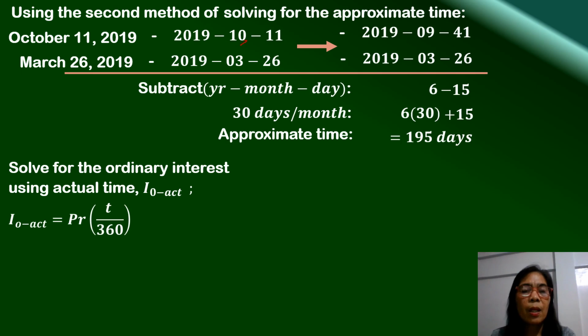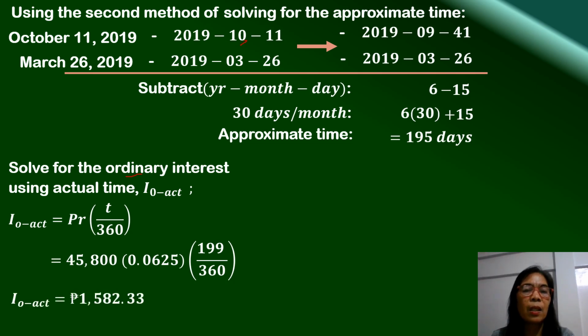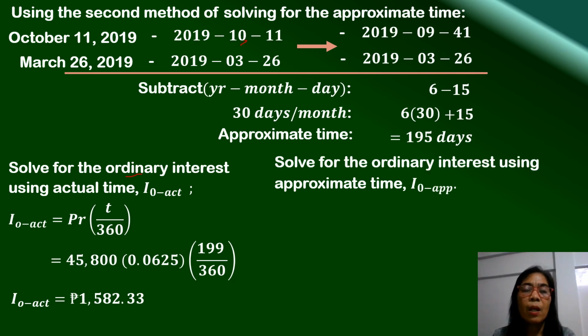The formula is the principal amount times the rate times the actual time divided by 360 days. Taking note that for ordinary interest, our denominator will be 360. So the principal amount is 45,800. The rate of interest in decimal is 0.0625. The actual time is 199 divided by 360, we have now the ordinary interest using the actual time is 1,582 and 33 centavos.